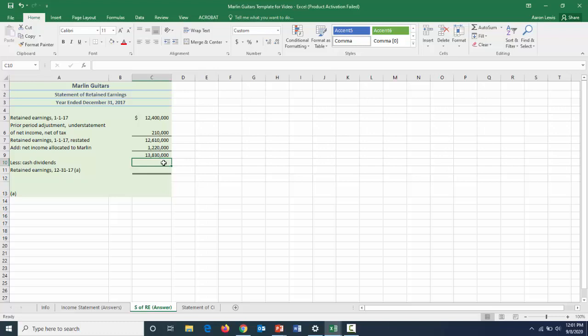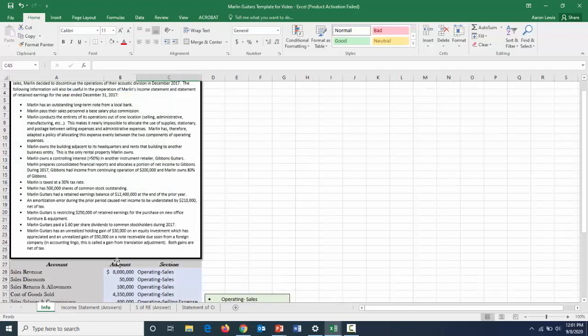Okay, so we had $13,830,000 for the retained earnings that we could have kept, but we didn't keep all of it because we distributed at least some of that to our owners, and we distribute it in the form of cash dividends. So let's go into our information and see if we can find our cash dividends. Well, it says right here that we paid a 60 cents per share dividend during the current year.